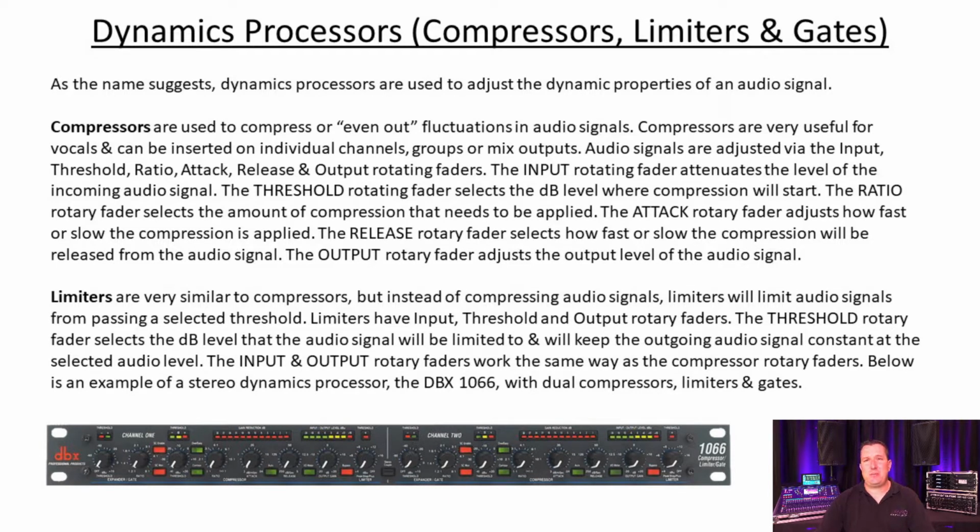Limiters are very similar to compressors, but instead of compressing audio signals, limiters will limit audio signals from passing a selected threshold. Limiters have input, threshold, and output rotary faders. The threshold rotary fader selects the dB level that the audio signal will be limited to and will keep the outgoing audio signal constant at the selected audio level. The input and output rotary faders work the same way as the compression rotary faders.